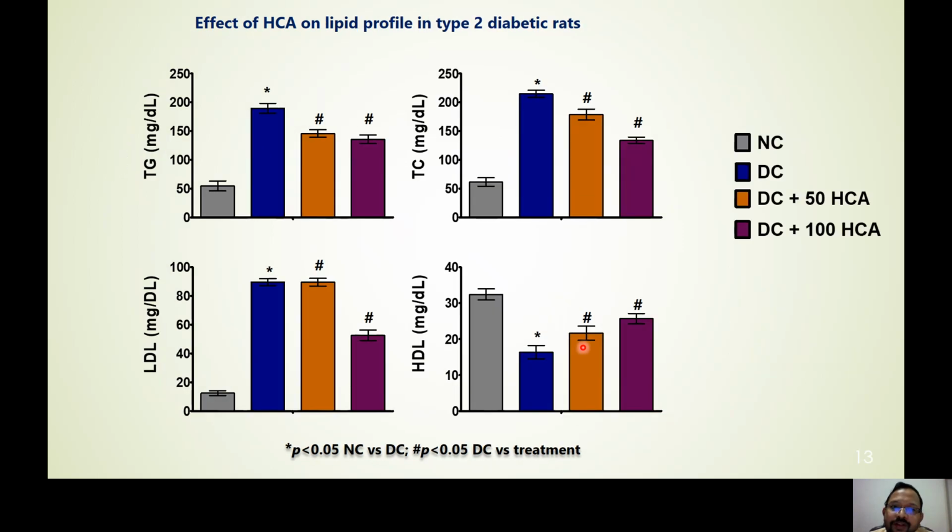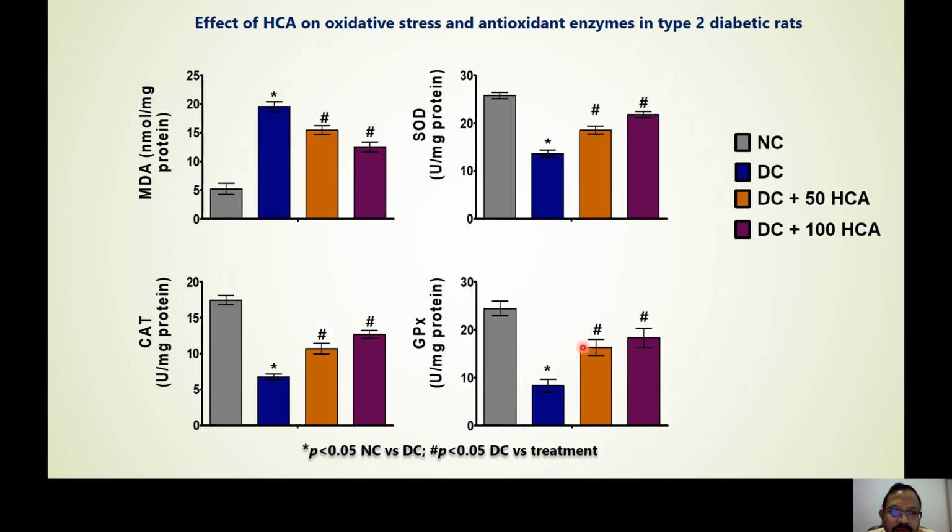In the lipid profile we also noticed alteration. TG, TC and LDL levels were higher in diabetic rats, whereas HDL levels were lower in diabetic rats. In diabetic rats treated with 50 and 100 mg per kg body weight HCA, TC and LDL levels were significantly decreased, whereas HDL levels were significantly increased.